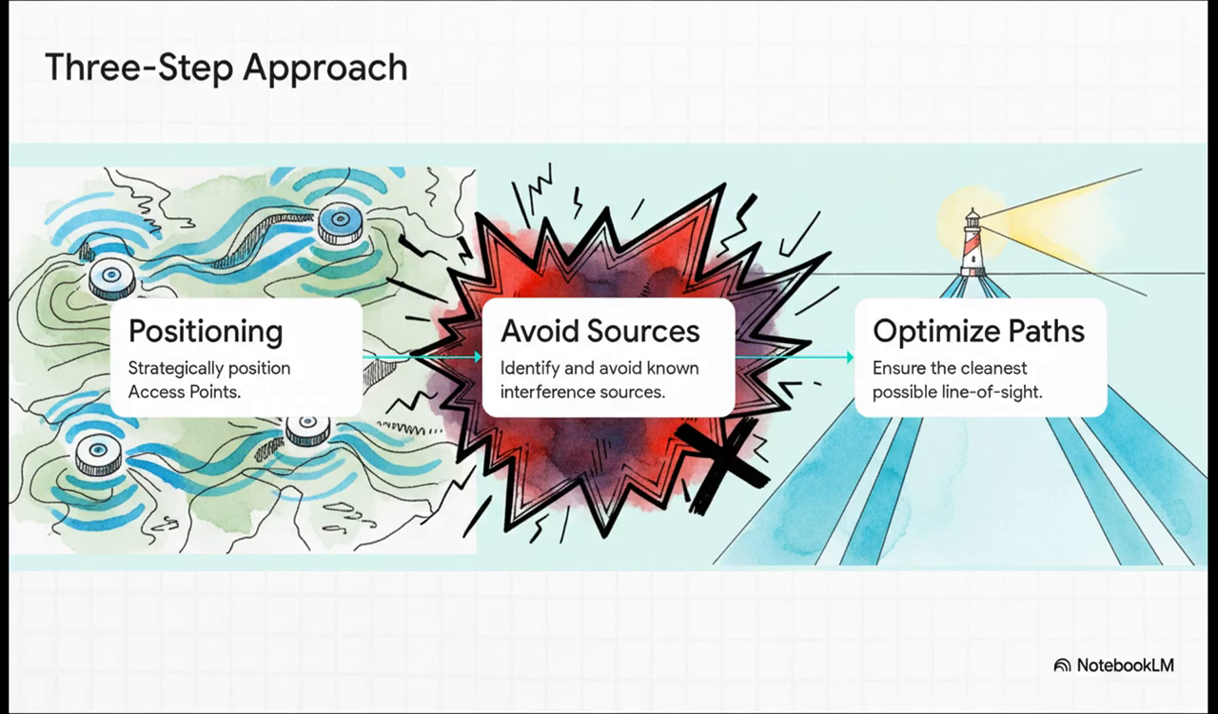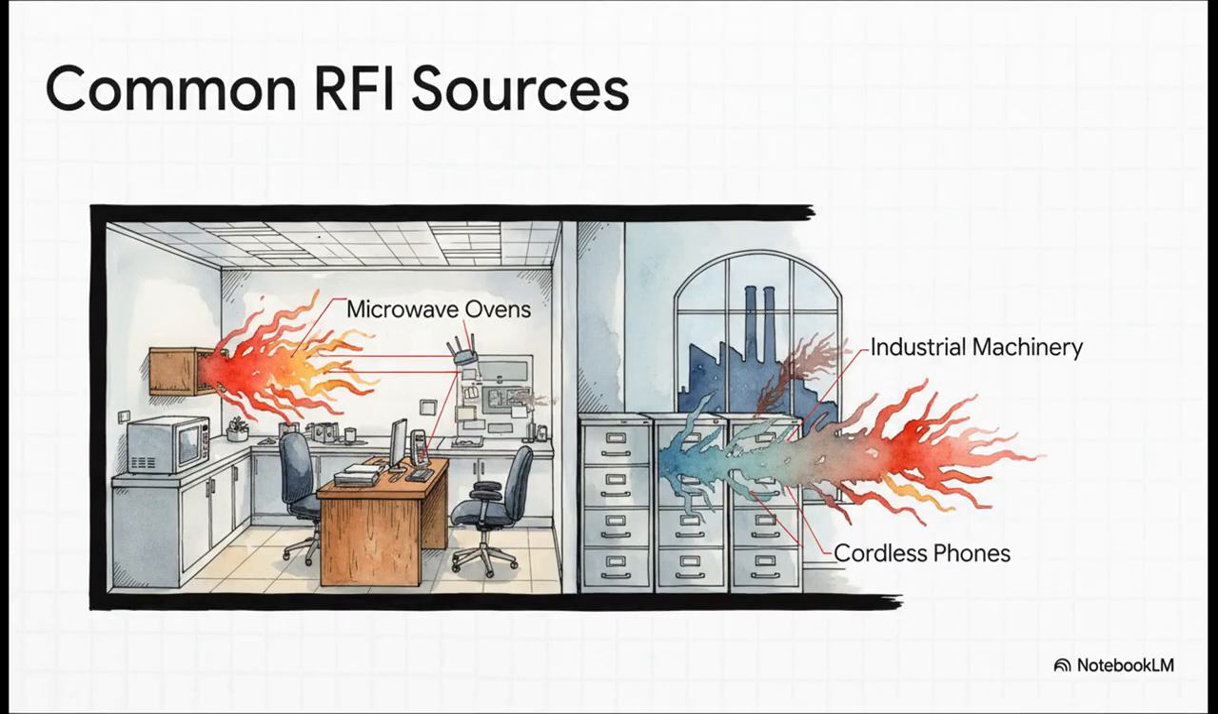First, strategic positioning of your access points. Second, you've got to actively identify and avoid those known sources of interference. And third, optimizing your signal paths by making sure you have the cleanest possible line of sight. And just think about how common this stuff is. That microwave in the break room, it's a killer. An old cordless phone system, large metal filing cabinets, they can all wreak havoc on your signal. Simply moving your APs and critical devices away from these things can make a huge, measurable difference.